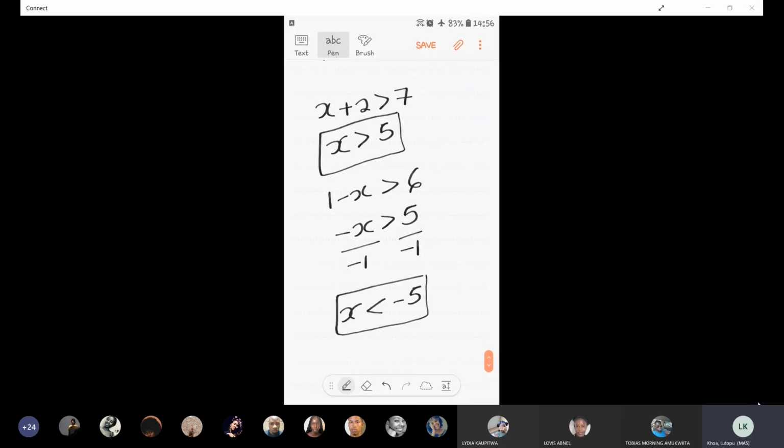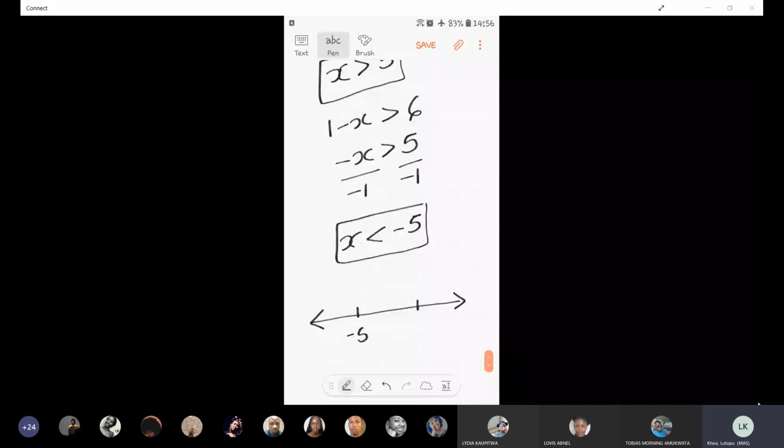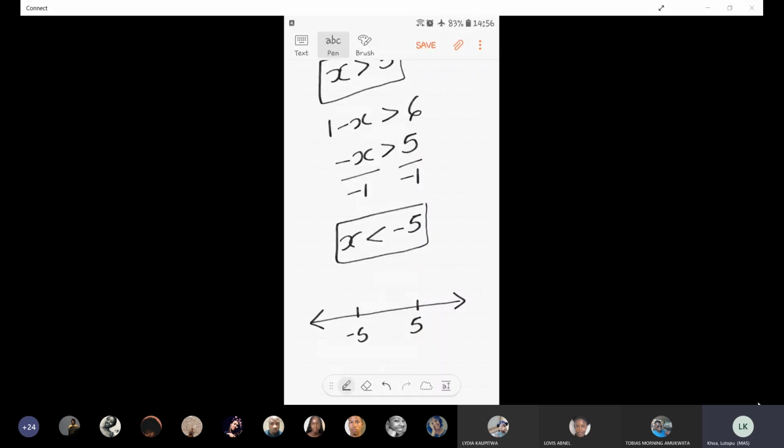So these are my two solutions. Go to my graph and put -5 here, and 5 is somewhere over there. And the first one, I want numbers that are less than -5. So my circle is not shaded because 5 is not included.